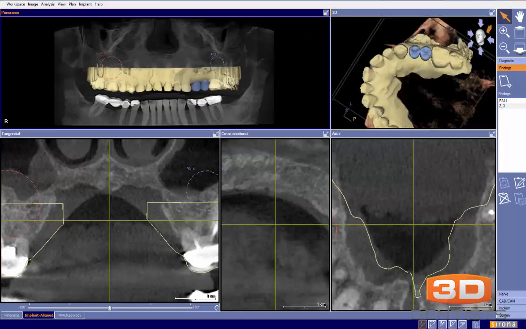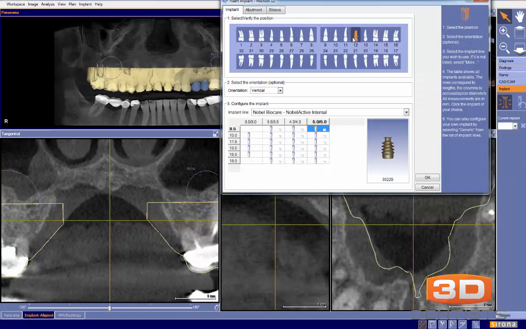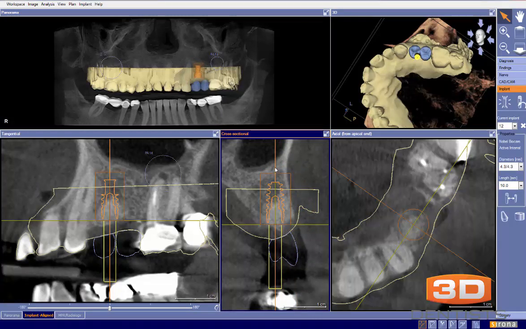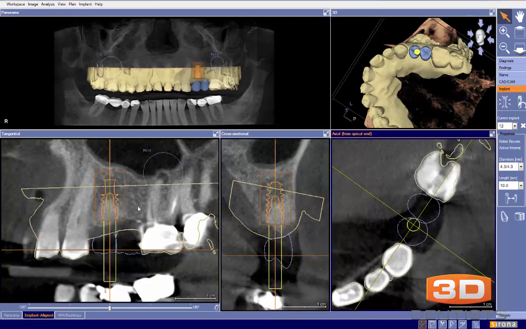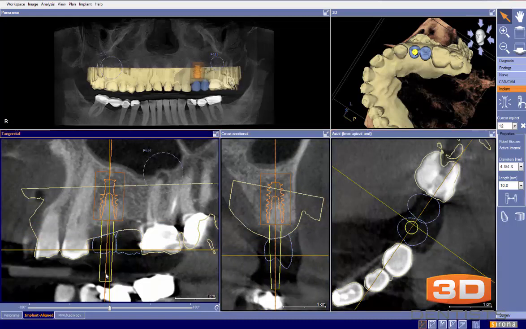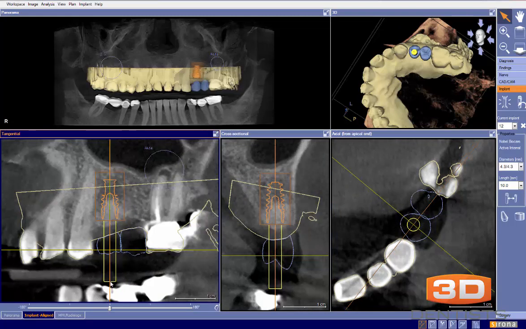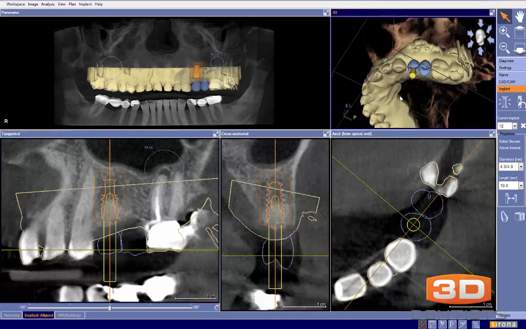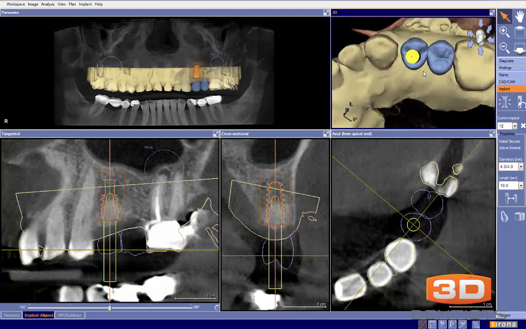So let's quickly, roughly plan 2 implants here. I'm not going to go through the exercise of planning them more accurately until we submit the plan data, but I don't see any major issues here in terms of being able to place a couple of very nice dental implants.